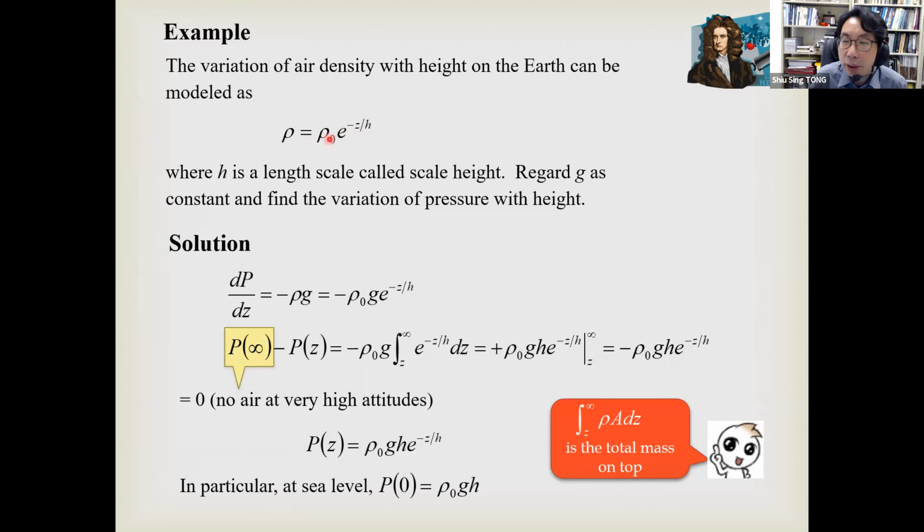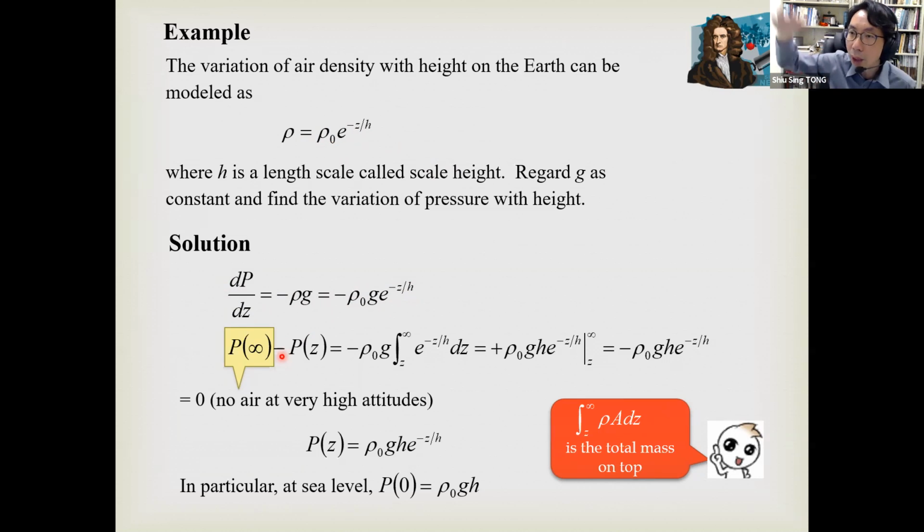Now we substitute this density variation into the hydrostatic equilibrium equation, and we do the integration. So the equation is given by dP/dz equal to minus the constant rho naught g multiplied by this exponential factor. So we integrate both sides. When I integrate both sides, I integrate from a certain height z up to infinity.